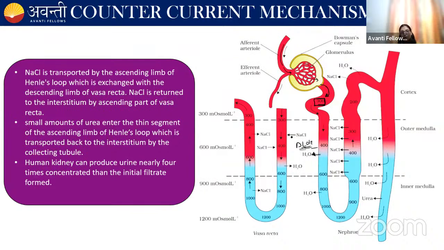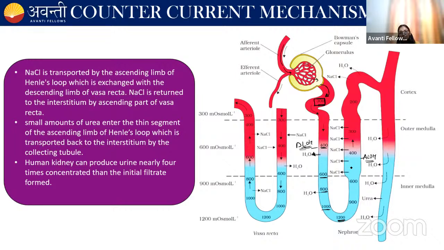Then what will happen? If the water is reabsorbed, only the salt concentration will increase in the filtrate, right? If the salt concentration increases, it will lead to high osmolarity. That is why initially it is 300. Now it has increased to 400, then 600, 800, 1000, and ultimately reaches 1200. Osmolarity is increasing because the water is reabsorbed. Solute concentration increases. Okay. Now this high osmolarity filtrate reaches the ascending limb of loop of Henle.